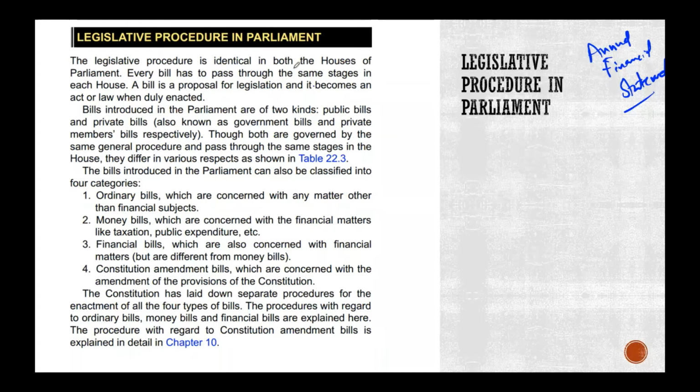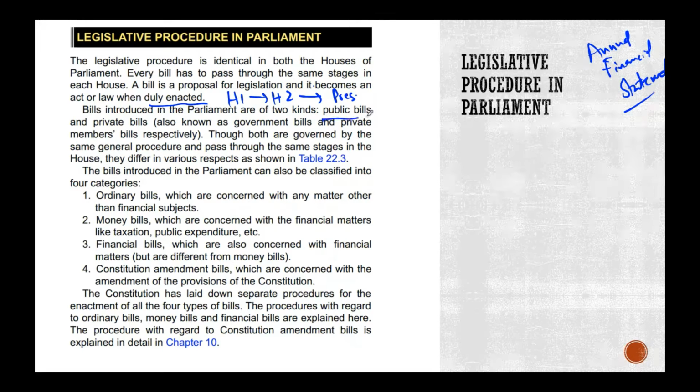Legislative procedure in the Parliament. The legislative procedure is identical in both houses of the Parliament. Each bill has to pass through the same stages in each house. The bill is a proposal for legislation and becomes an act when it is duly enacted. That is House 1 to House 2 to the President. And if there is a deadlock, you guys know the drill.